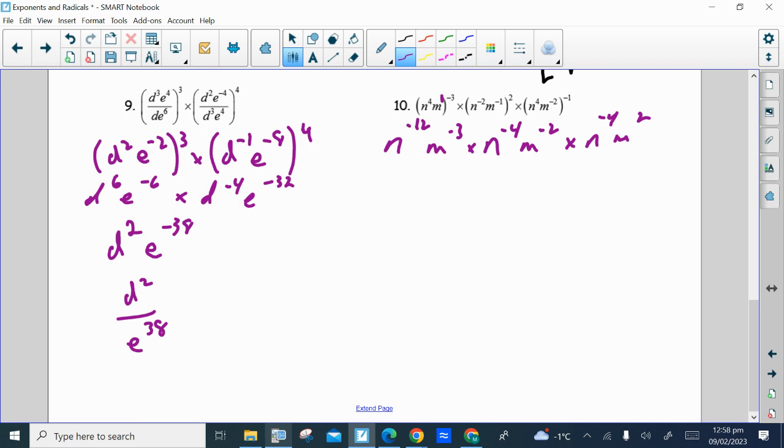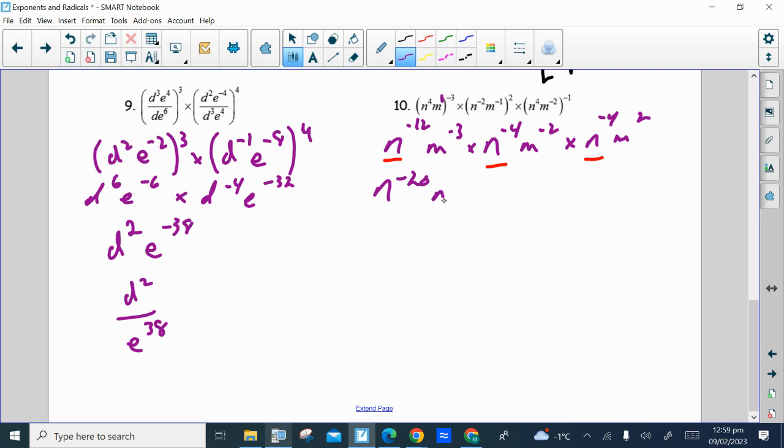Thank you. So now we are multiplying. And we're going to multiply the factors together that have the same base by adding the exponents. So I got n to the negative 12 plus negative 4 plus negative 4. If I underline all of the parts that have the base of n, those are the exponents that we're going to add together. Negative 12 plus negative 4 is negative 16, plus negative 4 is negative 20. So now that's the n simplified.